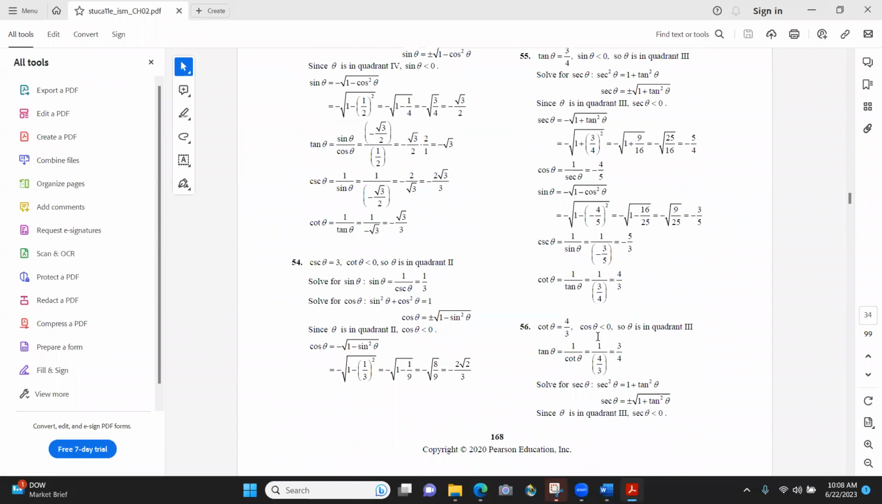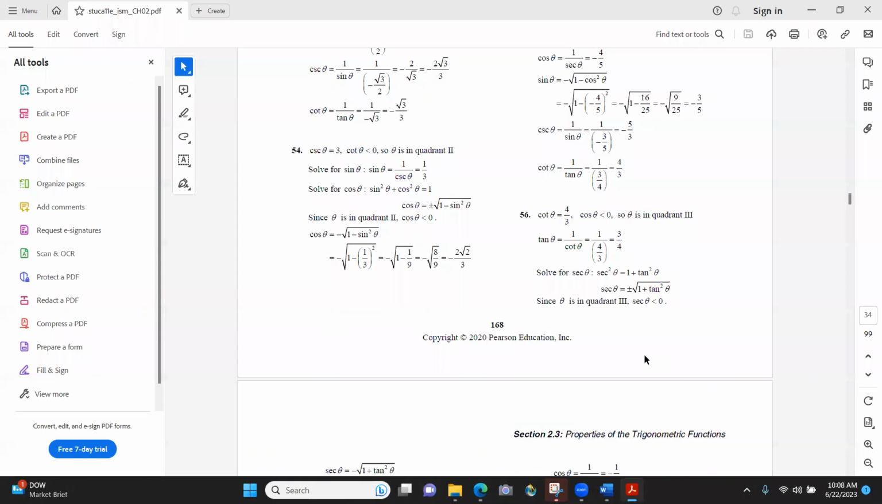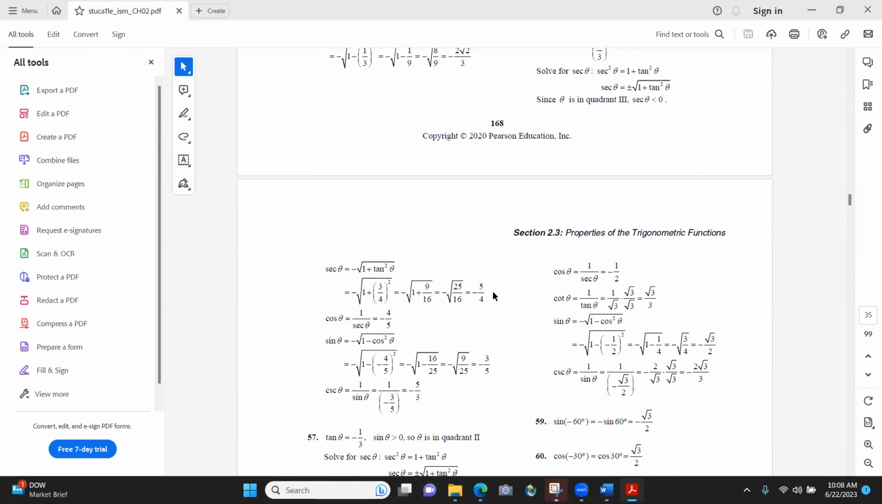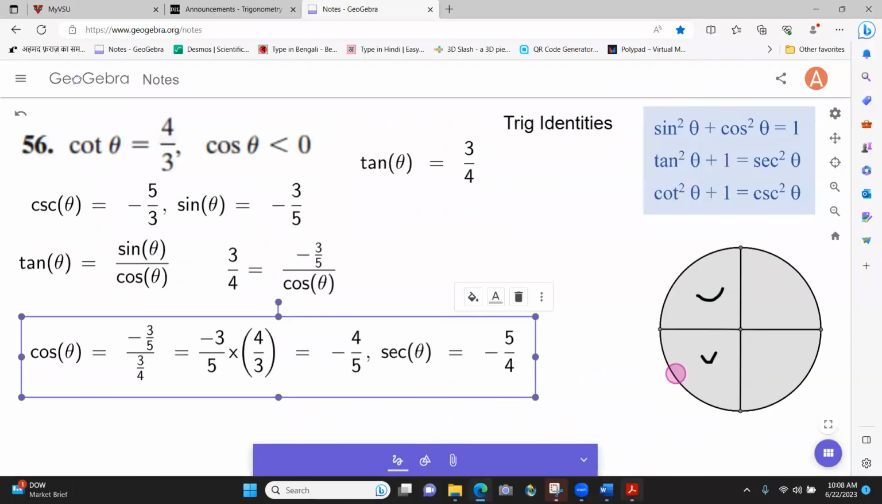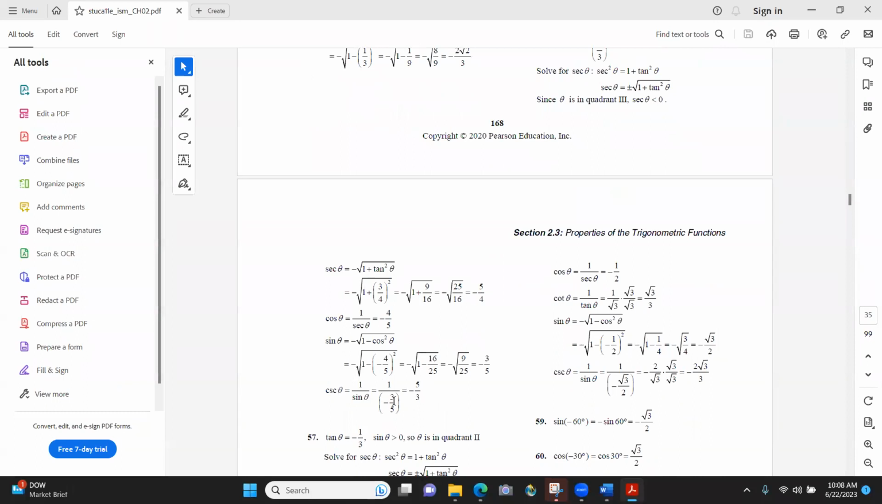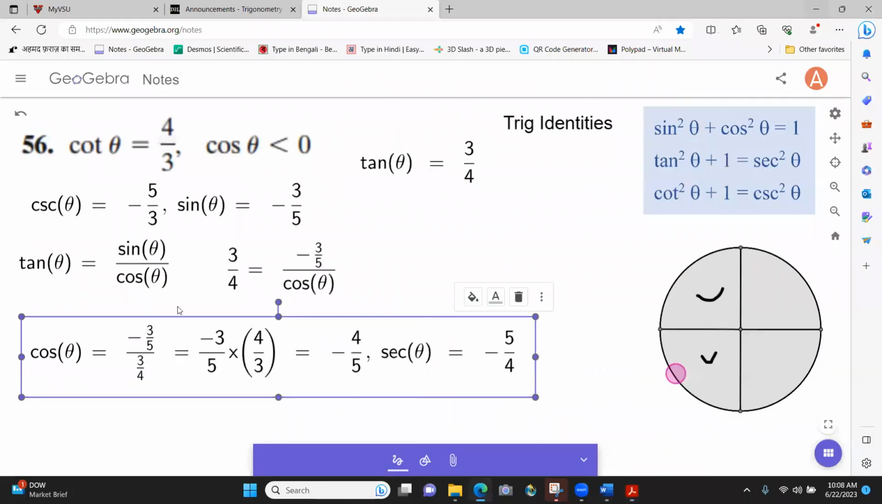Okay, tan is 3/4, that's obvious. Let's see here. Minus 5/4 is secant. Minus 5, that sounds good. And let's find cosecant. Minus 5/3 is cosecant. Minus 5. So we're good. If cosecant is this, of course, sine is going to be this. If secant is this, of course, cosine is going to be this. So we got it all right.